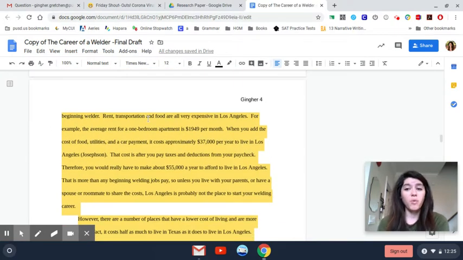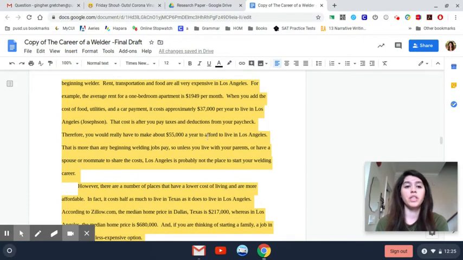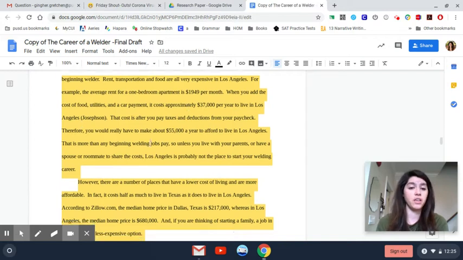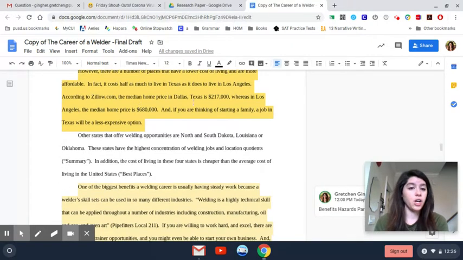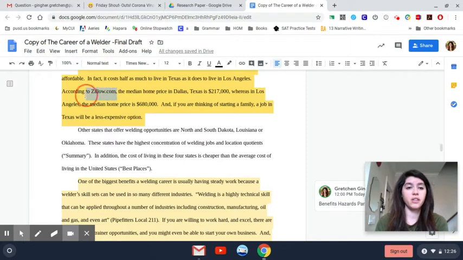They also talk about the cost of living, which is one of your questions. They were able to find how much a 1-bedroom apartment is in LA versus how much you would make at $40,000 as a welder. It's really interesting. This person did a really nice job of going over the whole cost of living. They even address the fact that LA is probably not the best place to start your welding career, because they're realizing that you really can't afford to be a welder and live in LA. Then they talk about cost of living and home prices, and they even address Zillow.com. So if you're looking at cost of living, Zillow.com is a great website to utilize.